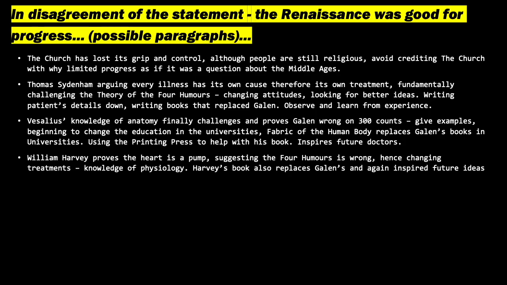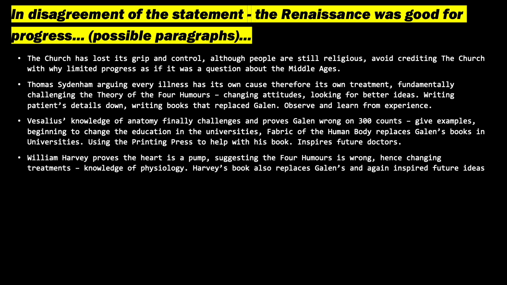You could pick William Harvey. He proves the heart to pump, suggesting the four humours is wrong and the treatment of the four humours is wrong, even though it took 50 years for people to actually believe him after he died. But he's beginning to change treatments, change attitudes, and the knowledge of physiology. Remember how the body works, not just where everything is, what Vesalius did.